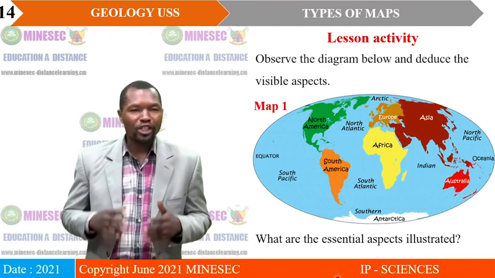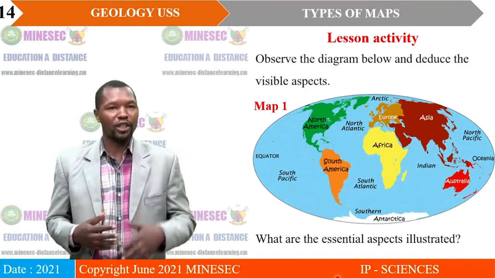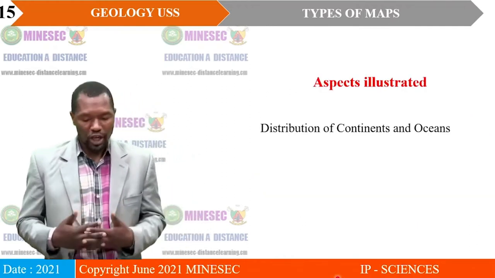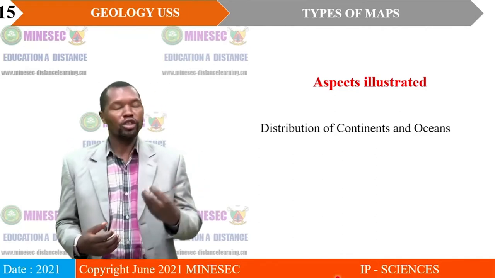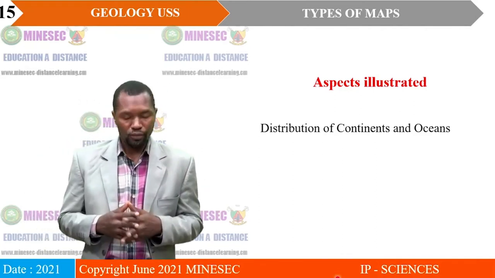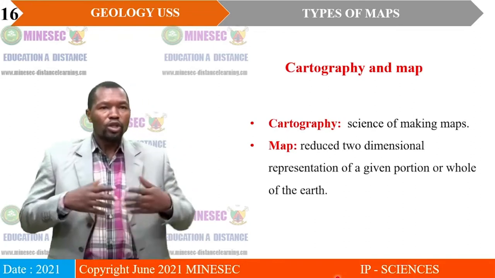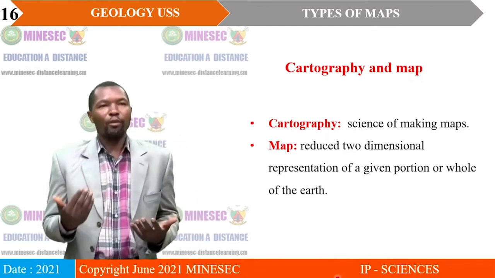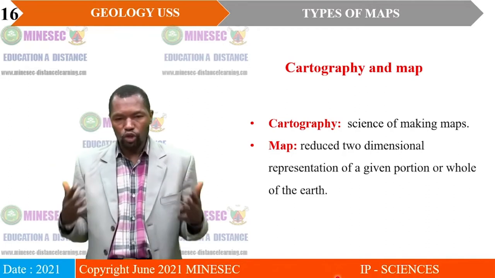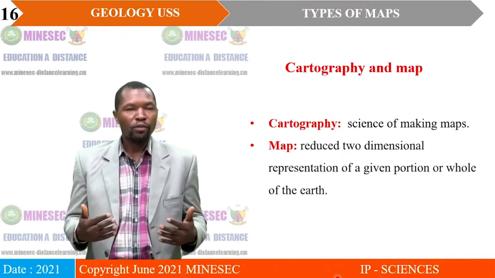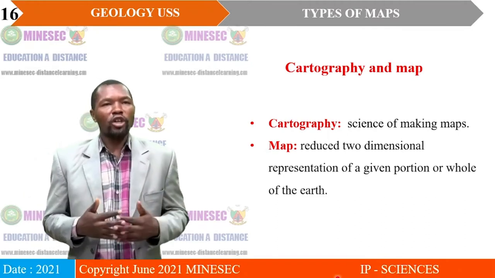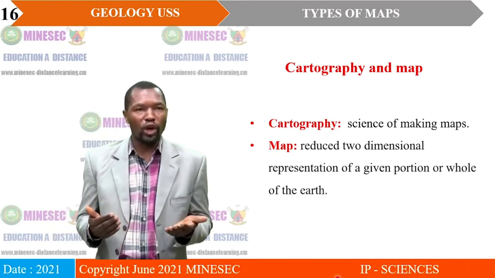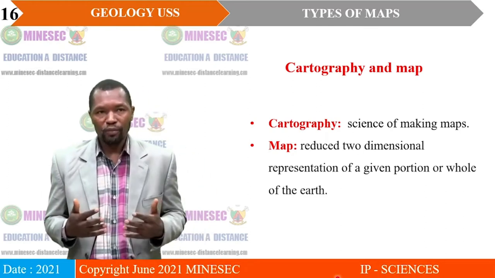Now, what are the essential aspects that are illustrated by this map? The essential aspects here will include the distribution of what? Continents and oceans. Now, the distribution of continents and oceans guides us to the element of map work, because the distribution that we have seen is from a map. Therefore, that guides us to our lesson on map work, or on the different types of maps, which has to do with cartography and a map. Therefore, what is cartography?